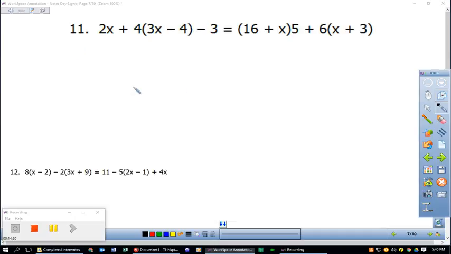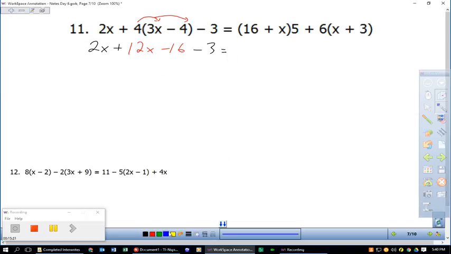So on 11, first thing we're going to do is distribute. So that's going to turn into this guy right here. We're going to get 12x minus 16. And I'm going to bring everything else down. 2x plus that minus 3. All right, simple enough. On the right side, we're going to distribute the 5. So that will give us, I believe that's an 80. Yeah, 80 plus 5x. And then over here, if we take 6 and distribute it, plus 6x plus 18.